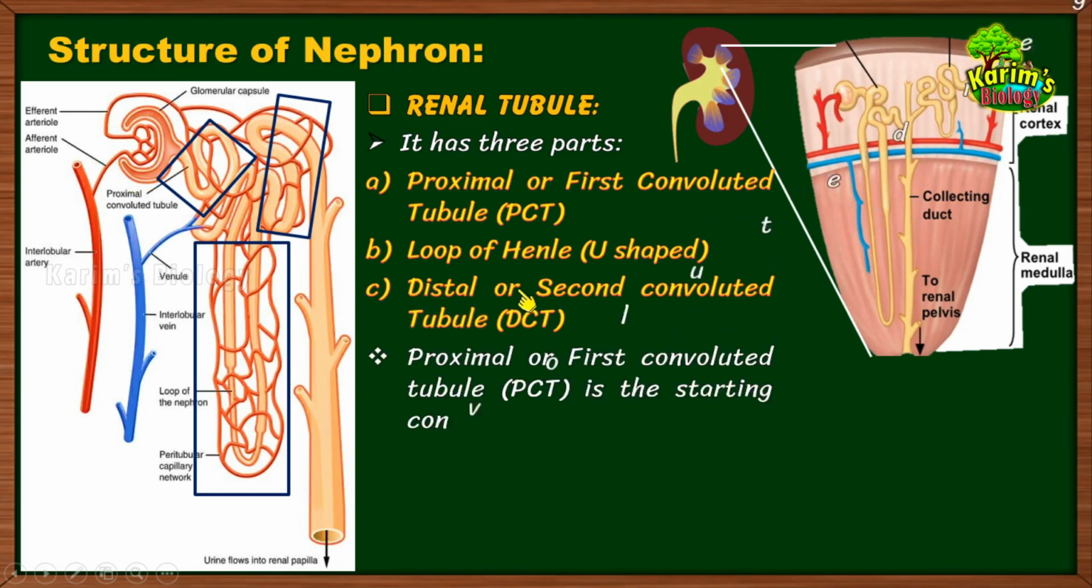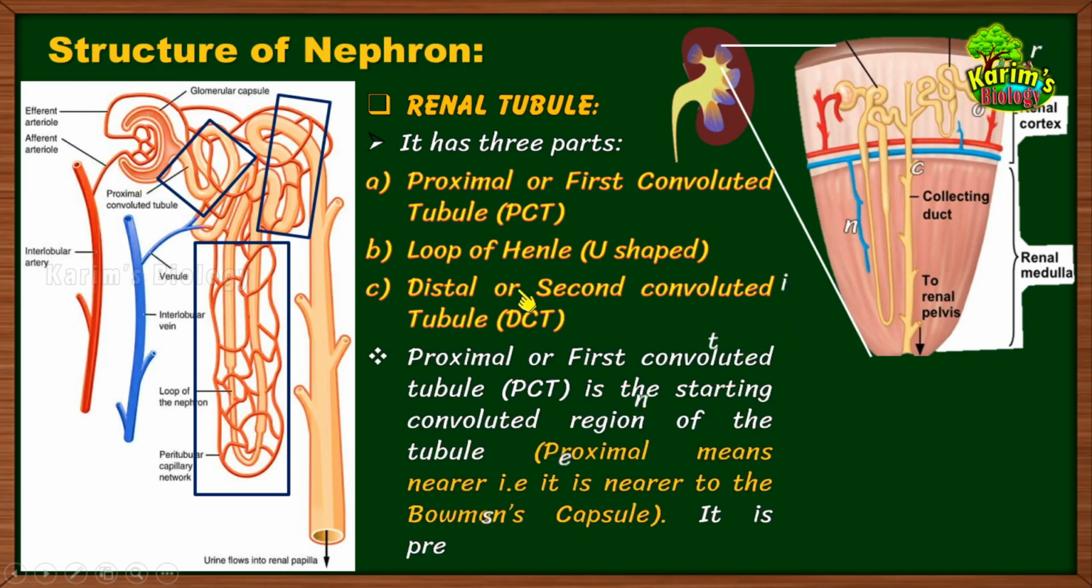First of all, let us talk about proximal convoluted tubule. As I told you earlier, proximal or first convoluted tubule is the starting convoluted region. So this is the starting point of the tubular part. Okay, proximal means nearer, that is it is nearer to the Bowman's capsule. Just now I told you. So it is present in the cortex. Now let us look at the position of this PCT.